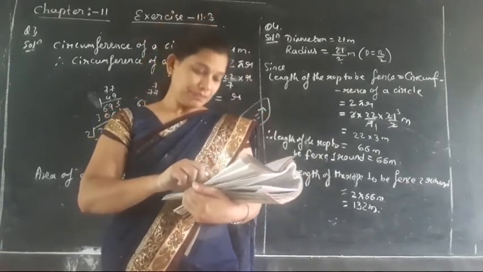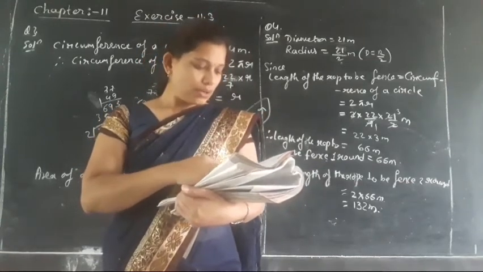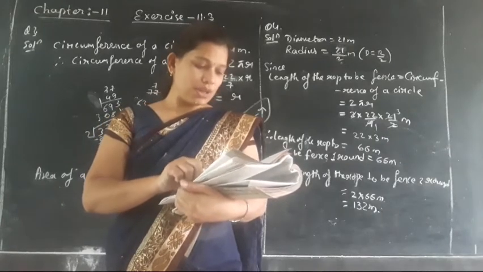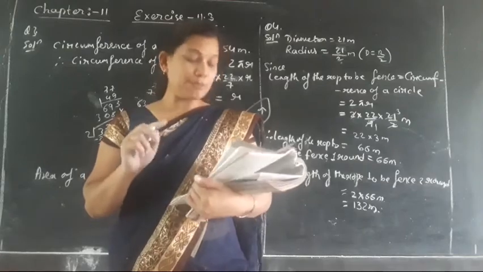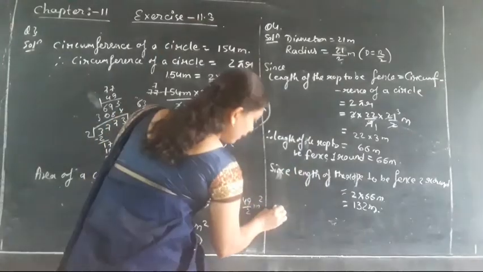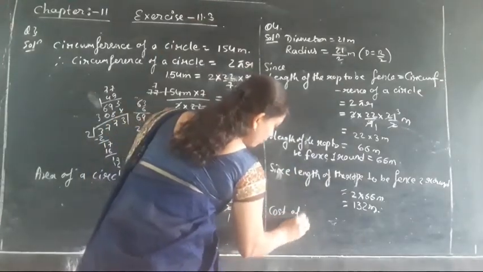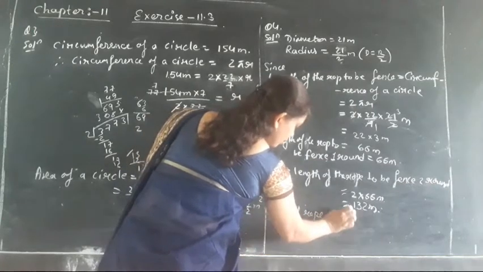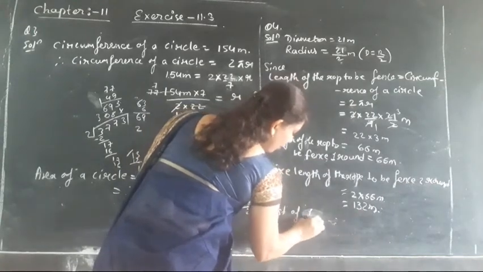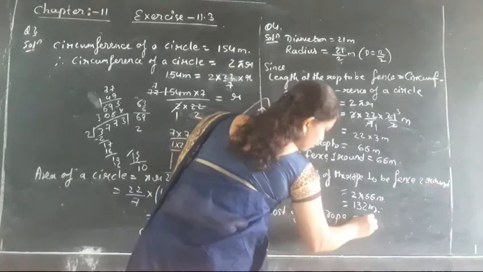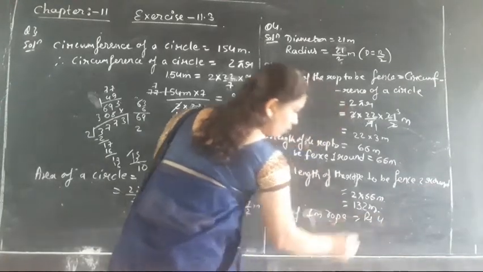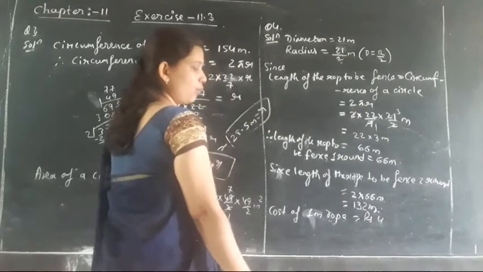That's why. Also find the cost of the rope if its cost is rupees 4 per meter. Now it is said that cost of 1 meter rope is equal to rupees 4. So how much length of the rope is required?